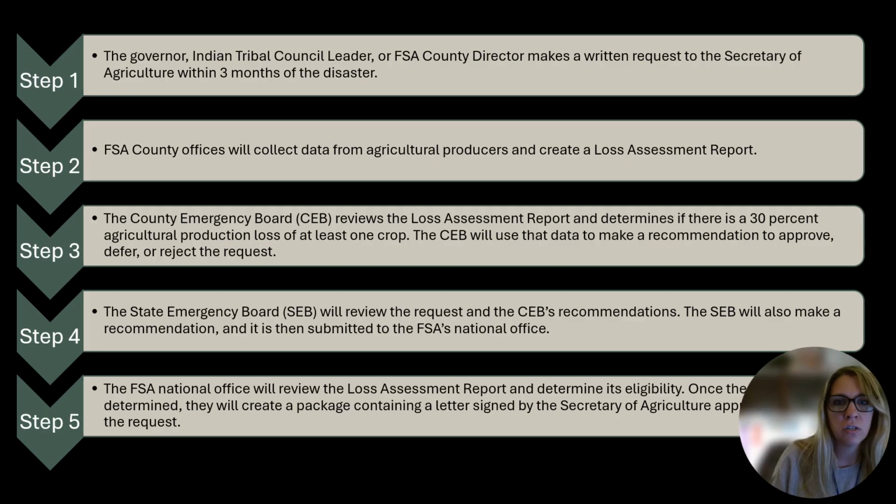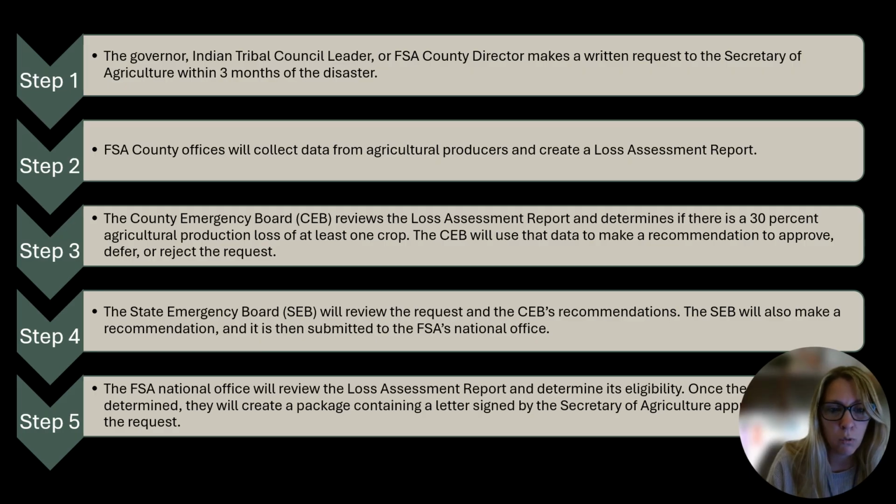Once a disaster occurs, there are steps the state and federal government must take before they can provide assistance to agricultural producers. Step 1, the governor, Indian Tribal Council leader, or FSA director, county director, makes a written request to the Secretary of Agriculture within 3 months of the disaster. Step 2, the FSA county office will collect data from agricultural producers and create a loss assessment report.